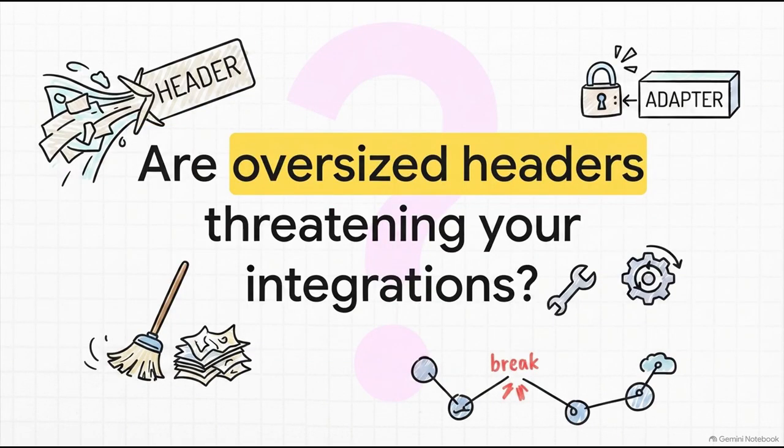As we wrap up this explainer, I want you to look at your own setups and ask yourself, are hidden, oversized data headers quietly threatening to break your next critical system integration? The content modifier is a seriously powerful tool, but you've got to be a mindful custodian of your data. Check those outbound adapters, set up that cleanup modifier, and keep your data flowing safely.